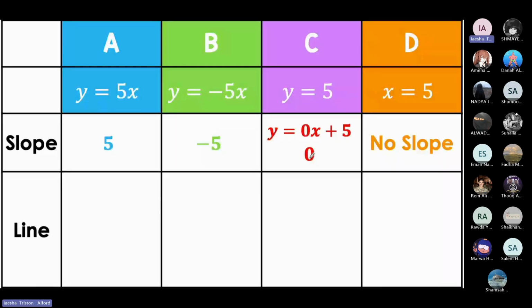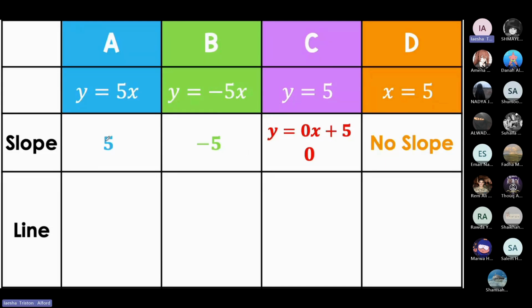So A and B, most of you are good. When it comes to C and D, some of you start to hesitate. You have to see what is missing from C and D. C does not have X, so the slope should be 0. For D, it does not start with Y equal, so there is no slope.